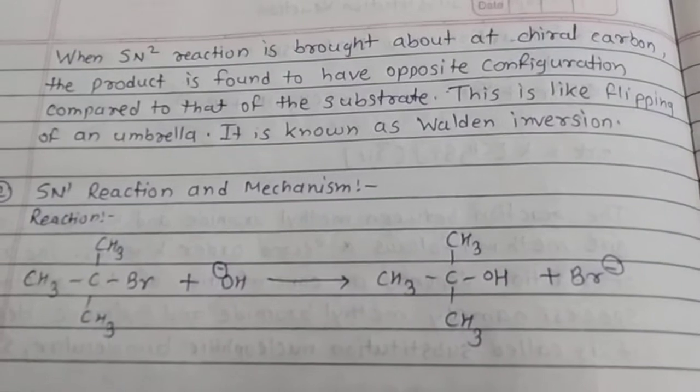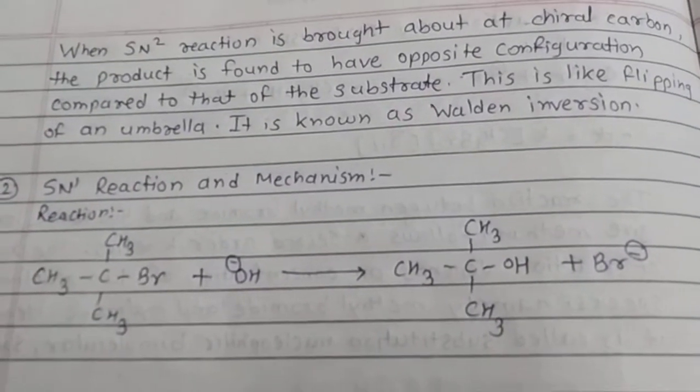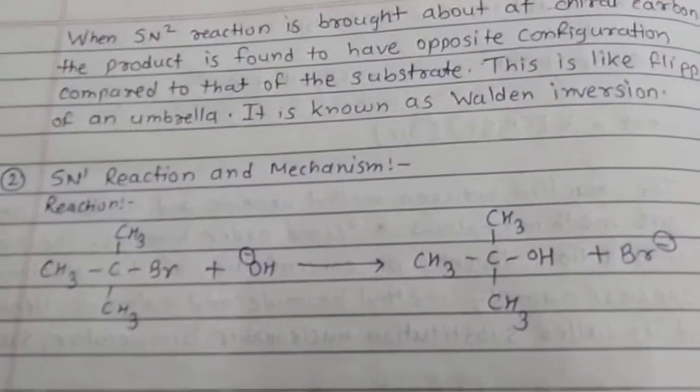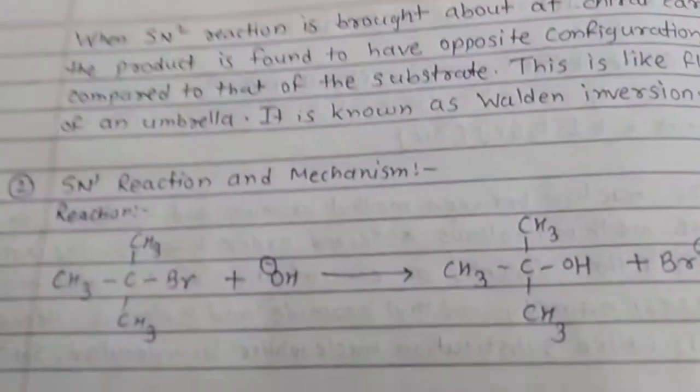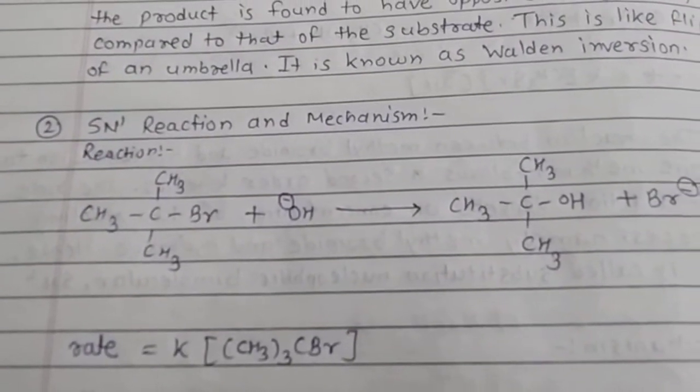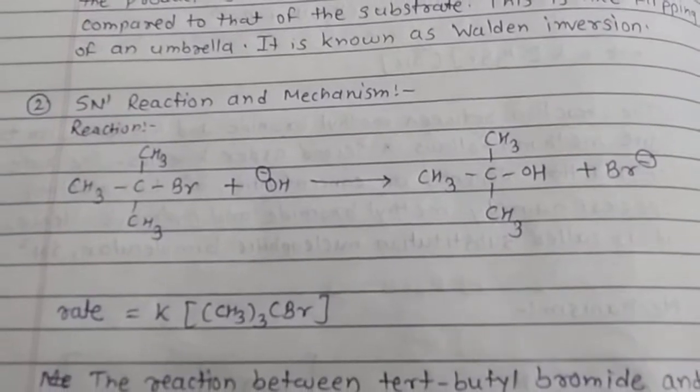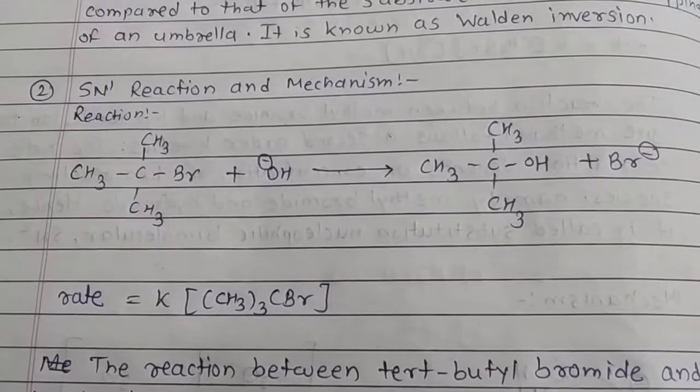Okay, so this is like flipping of an umbrella, and that kind of reaction which contains a chiral carbon is known as Walden inversion. And now let's see the SN1 reaction and mechanism. Tertiary butyl bromide is used in this case.